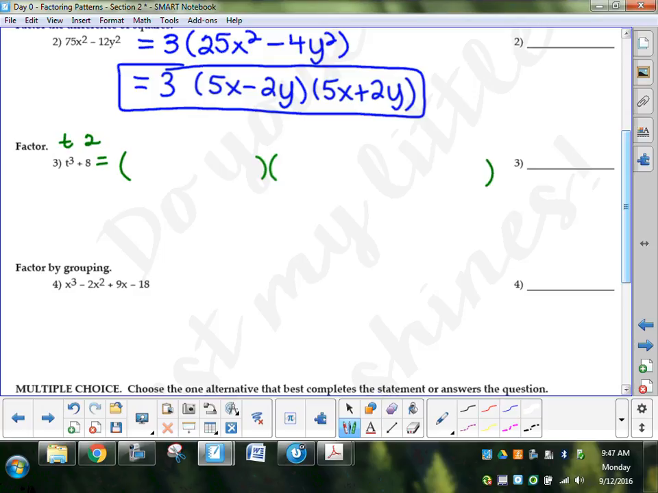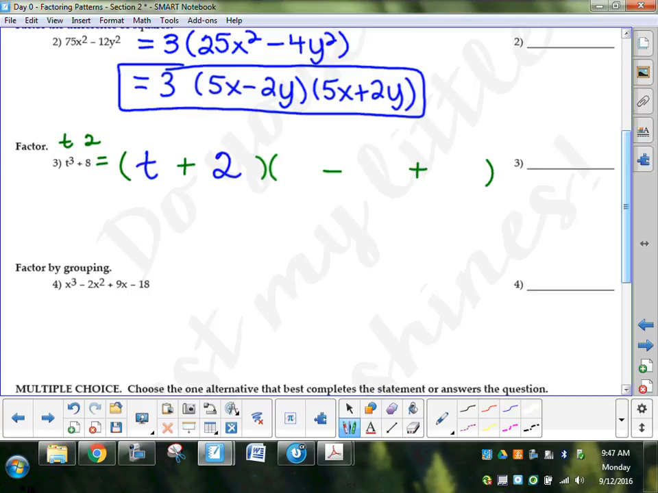Who can recall that going across? Plus, minus, plus. Who can tell me what the binomial factor for this would be? So the binomial is going to be t plus 2. It's left then right. What about our trinomial?